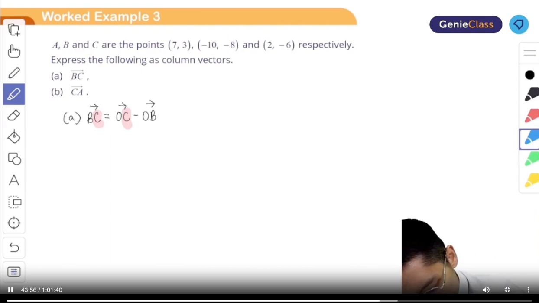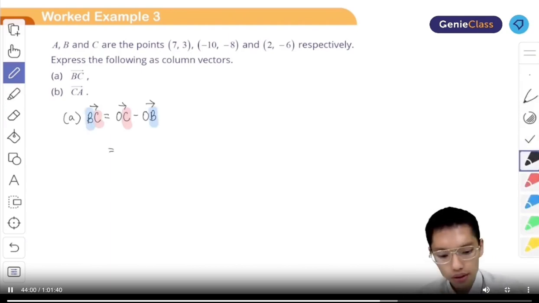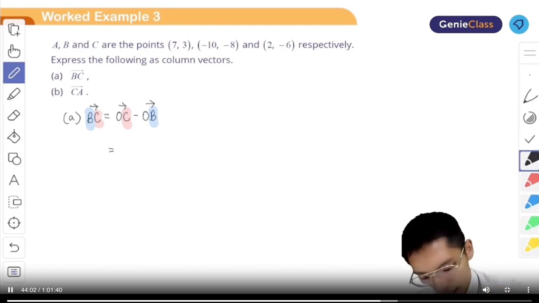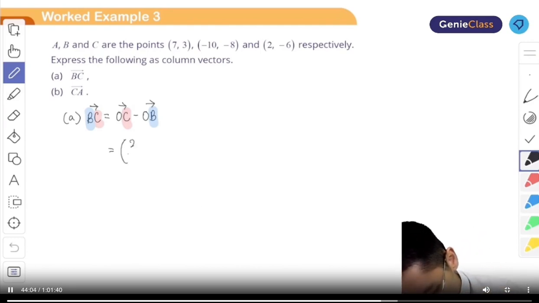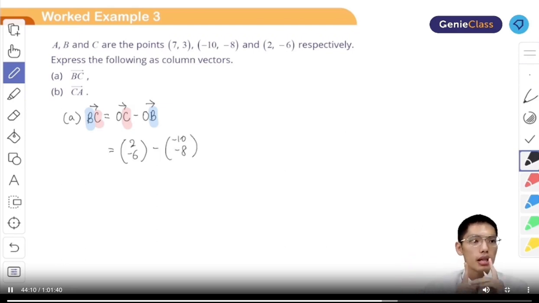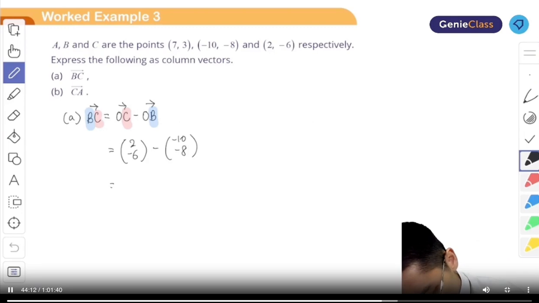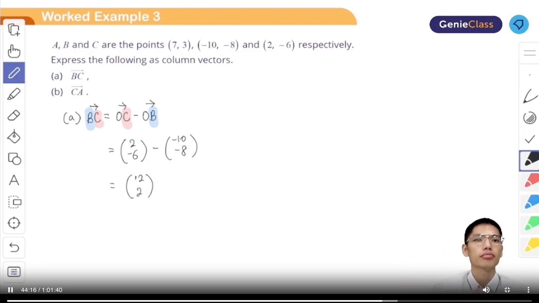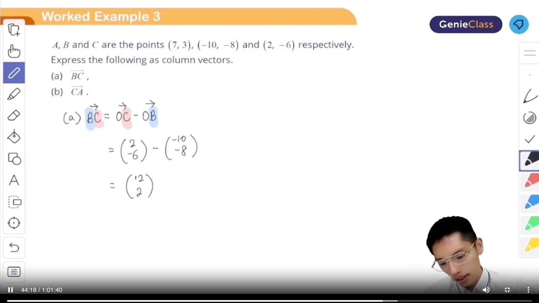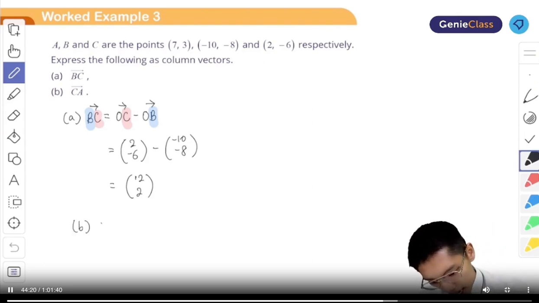C and B over here. OC minus OB. Once you know this, what happens? It's going to be negative 2, 6, 2, negative 6, sorry, minus 10, minus 8. Simplify more, I'm going to get 12 and 2. Okay, straightforward.